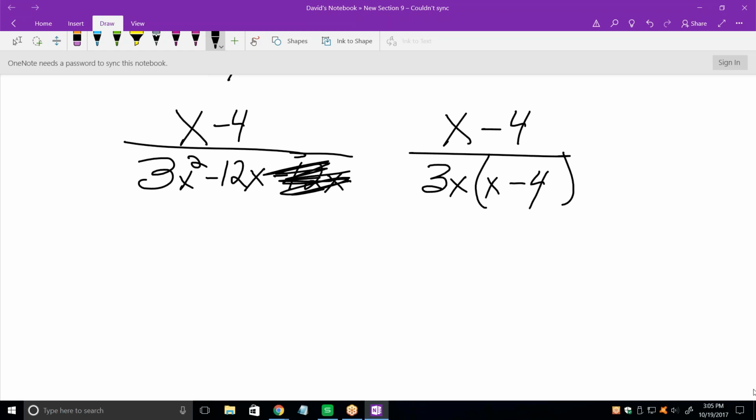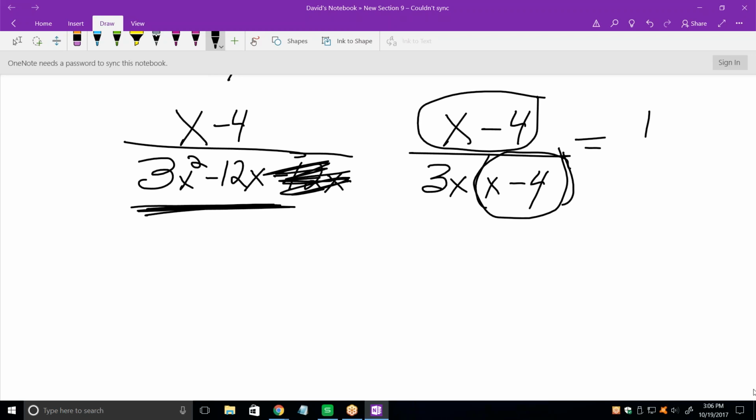In other words, all I'm doing is splitting that up into two factors. If you multiply these two factors together, you get 3x squared minus 12x. The advantage of factoring it is that now we have an x minus 4 in the numerator and an x minus 4 in the denominator. We can divide those out and we end up with this. Now, what's the question say? What are we supposed to do with this?